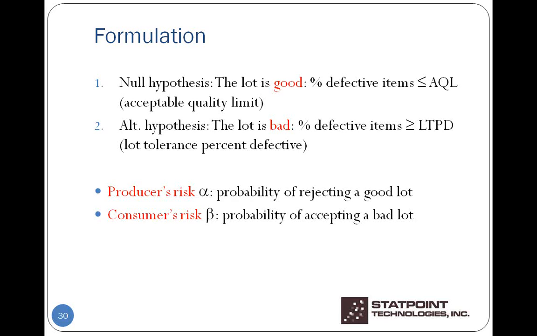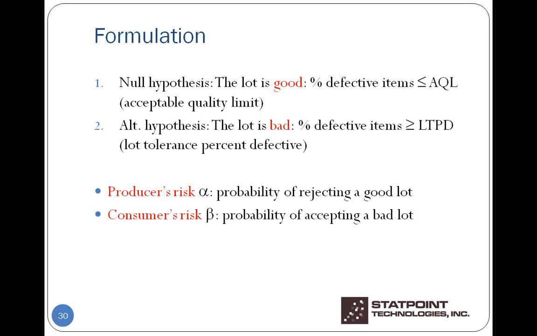The consumer, of course, is worried about something else. The producer is worried about the chance that some sampling plan will reject a good lot. The consumer, on the other hand, worries about the probability of accepting a bad lot. That's typically called beta. Okay? So what I have to do, typically, if I set up an acceptance sampling plan, is I define the AQL, the LTPD, and then alpha and beta.